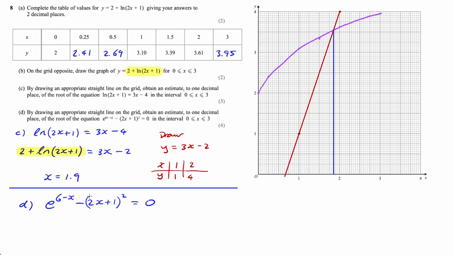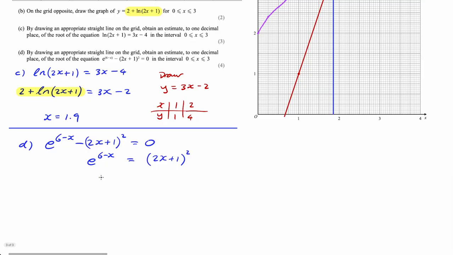But a bit of a problem. I can't really just ln across. It doesn't really work like that. So what I can do is just rearrange. So I can make this e to the 6 minus x equals (2x plus 1) squared. Add it to the right. And then I can ln both sides. I'm just going to scroll down a bit here, guys. I can now say ln of this, e to the 6 minus x, equals ln of this, (2x plus 1) squared. Now ln of e to the 6 minus x just equals 6 minus x.